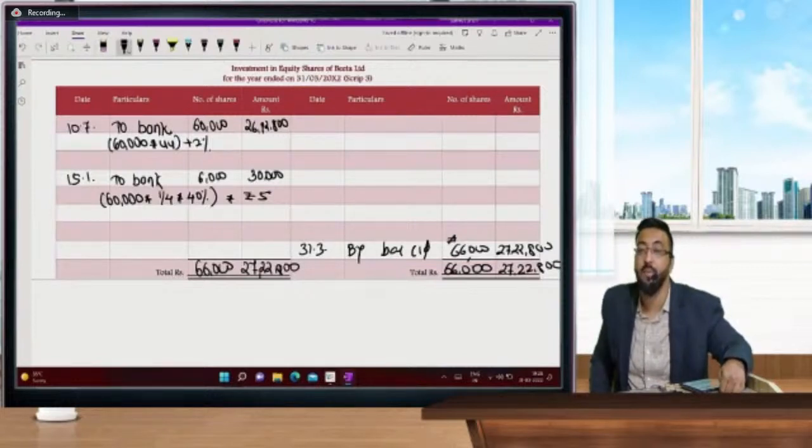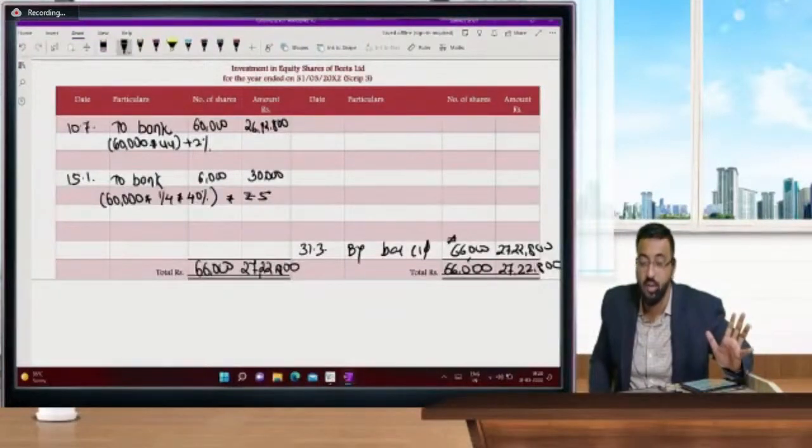Illustration number 10, if time permits, we are going to solve. Otherwise, you solve it on your own. Now it's very easy. You have to do it by script 1, script 2. There are 2 scripts in illustration number 10.